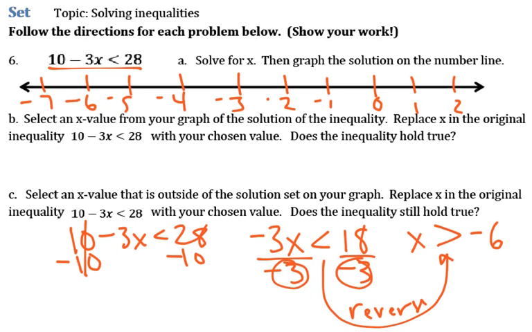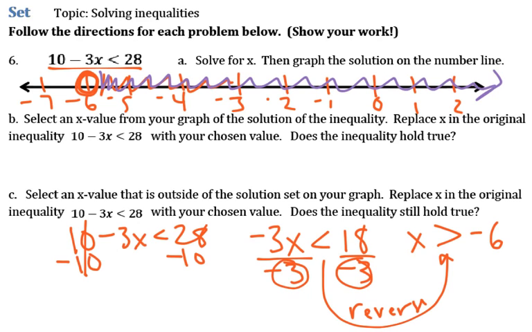So x is greater than negative 6. So I draw a hollow circle because negative 6 is my border, it's not an answer, and x is bigger, so I shade, let's actually shade purple, to the right.